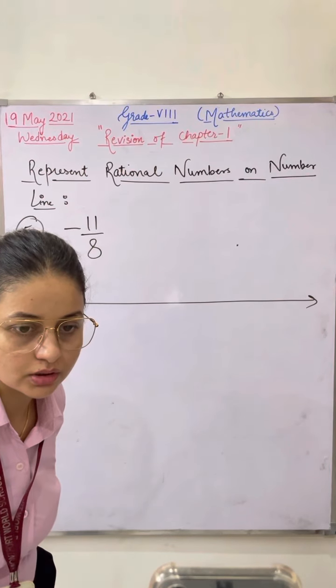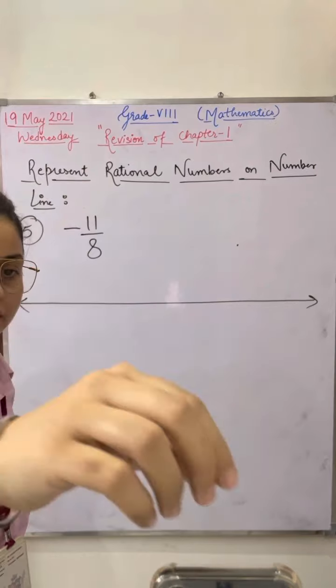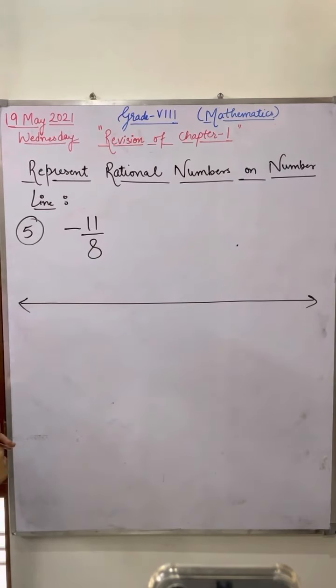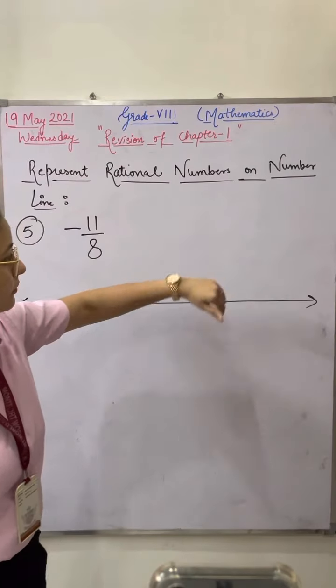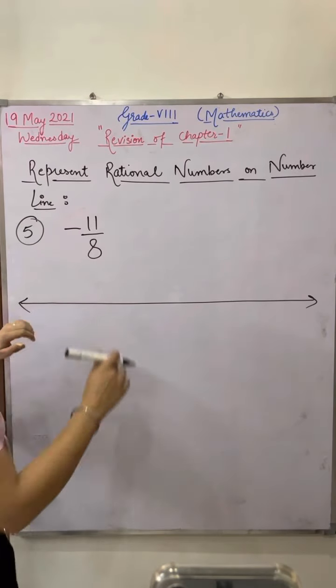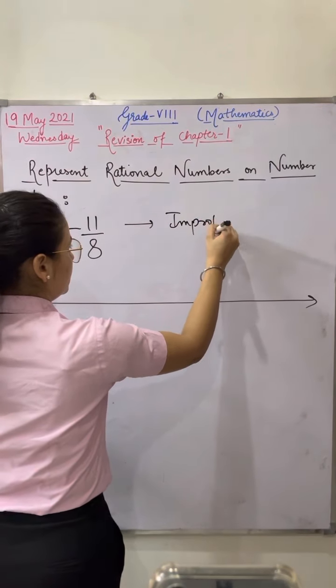Nikansh, unmute yourself. Yes, ma'am. Good morning, ma'am. Very good morning. Nikansh, please tell me, this is which fraction? Ma'am, improper. This is improper fraction, okay?